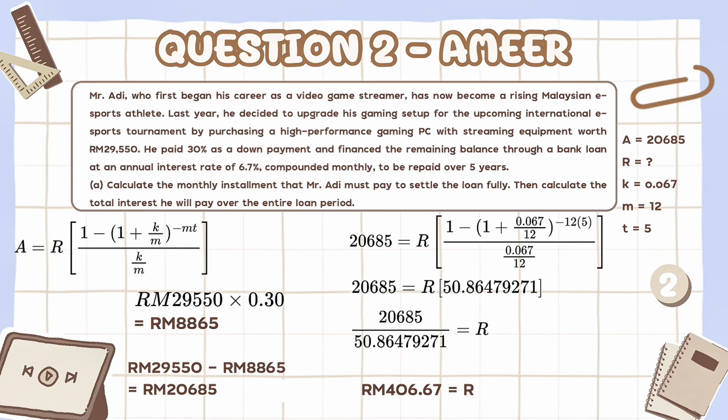After that, we have to subtract the down payment amount from 29,550 to obtain the remaining balance that has not been paid. Next, we have to insert all the information we have identified into the formula. This gives us 50.86479271 as the value inside the bracket. Then we have to move the number to the left side of the equation to divide it by 20,685 ringgit. Finally, we will obtain the answer for the total monthly installment that Mr. Adi needs to pay, which is 406 ringgit and 67 cents.